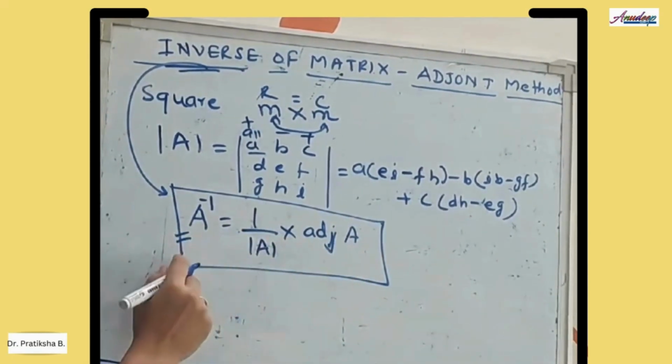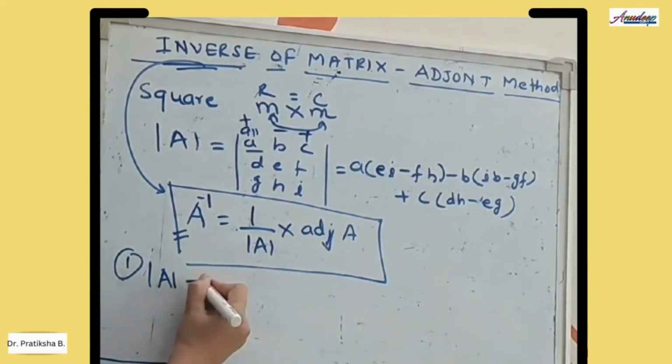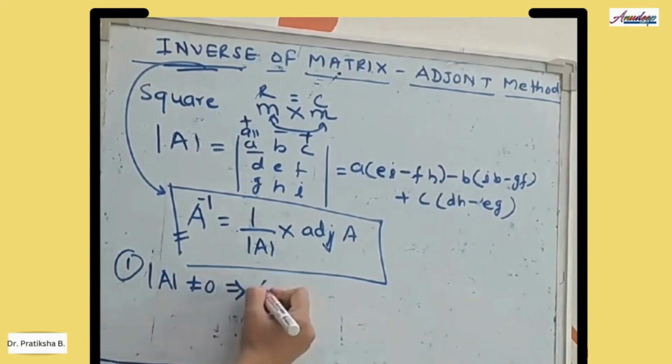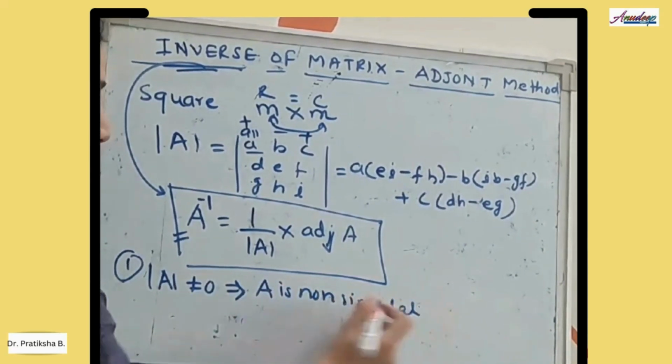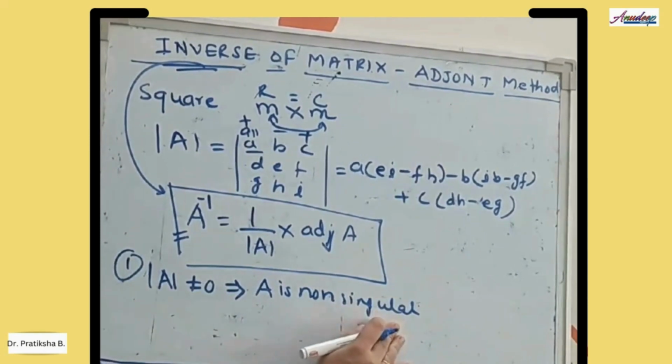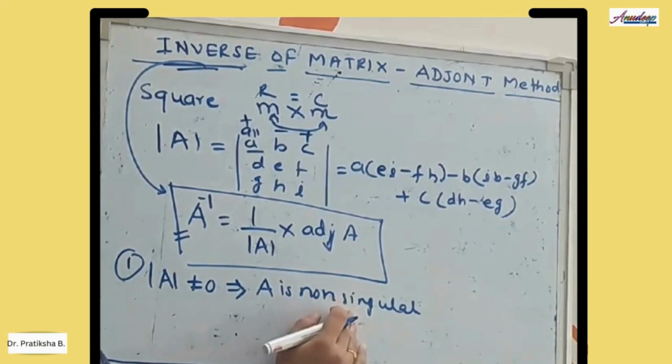So what are the steps? To get A inverse, we should know the determinant of A. If determinant of A is not equal to 0, which implies A is non-singular, that is the condition for the inverse matrix to exist. So only if A is non-singular can we calculate the inverse of a matrix.